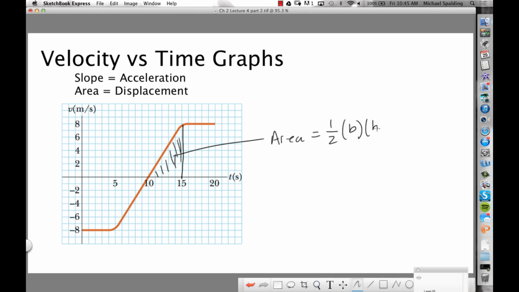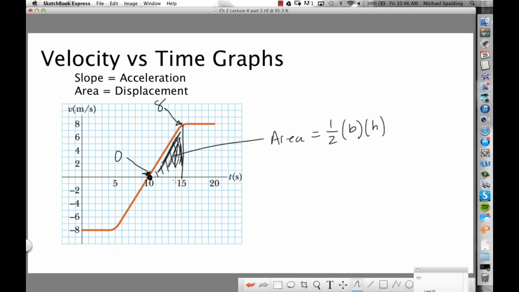1/2 base times height. Now why do you have to include the 1/2? Well, I know it's a triangle, but why does it make sense that you have to have a 1/2 there? Because look, what's the velocity right here? At this point right here, what's the velocity? 0. What's the velocity up here? 8. Is this thing moving at 8 meters per second the whole time? What's the average of 0 and 8? 4, which is why the 1/2 is what we need. Basically, the 1/2 gives us the average velocity, right? So include the 1/2. If it's a triangle, you got to have the 1/2 there.